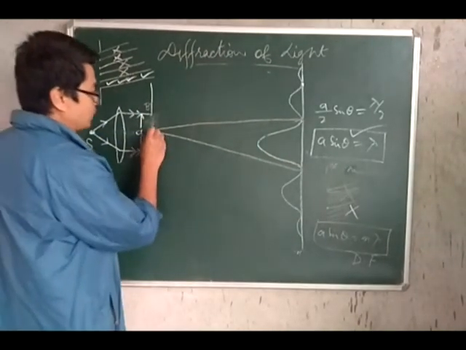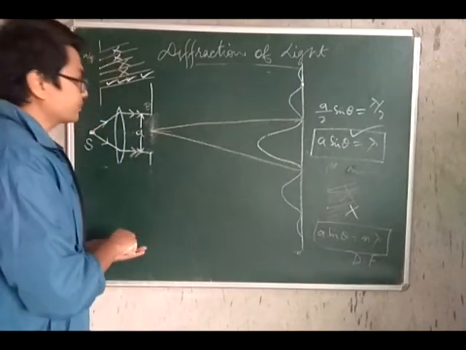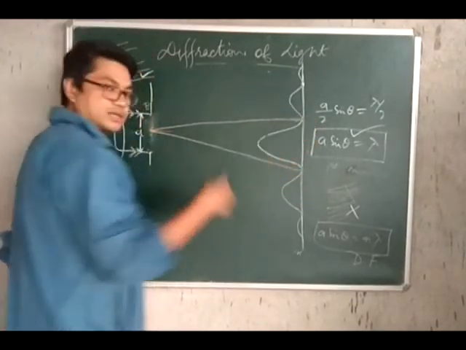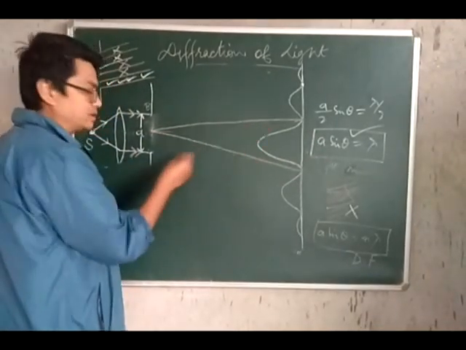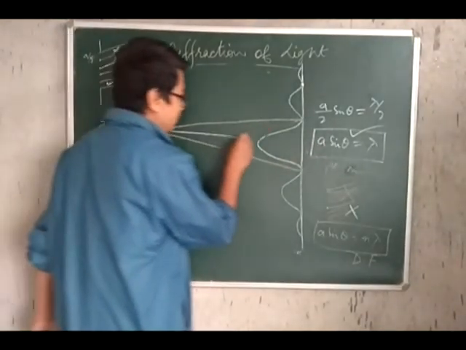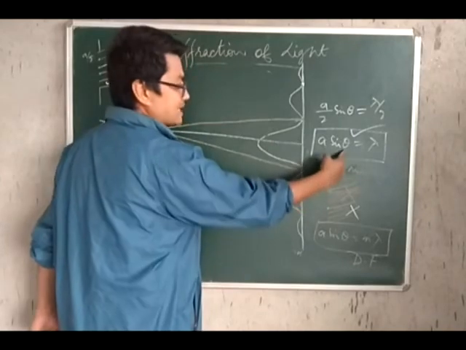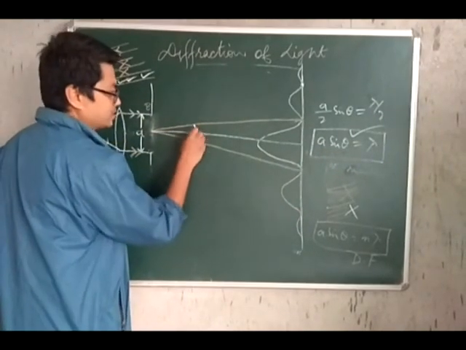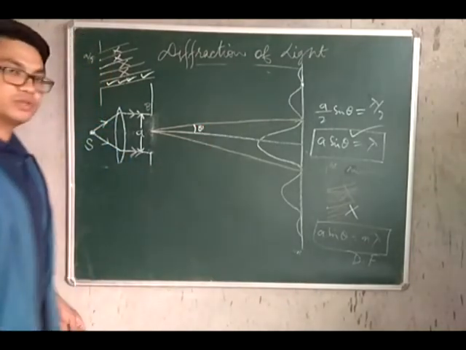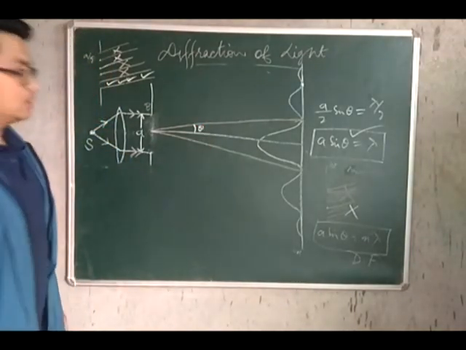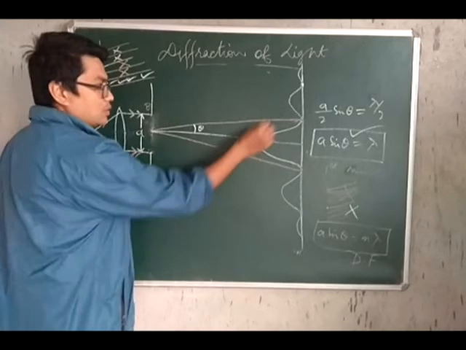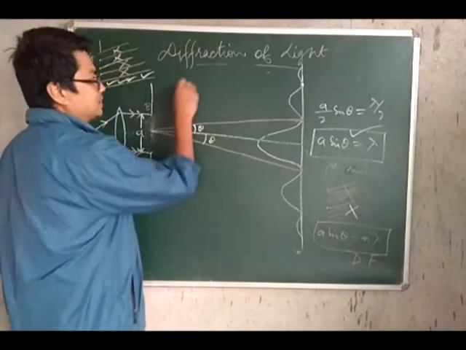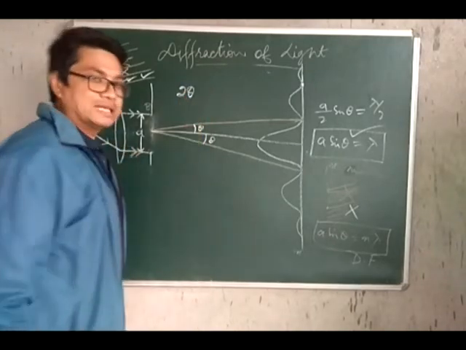Now how we do that is, the distance between the two first dark fringes is also the width of the central maximum. If this angle is theta in case of the first dark fringe, then this is the theta that we are talking about for the first dark fringe. So the width of the central maximum is theta plus theta, so 2 theta.